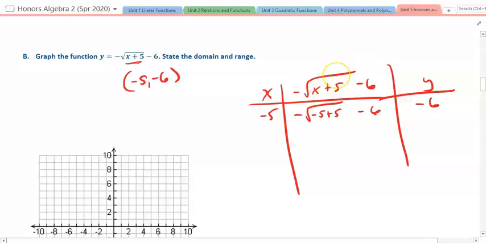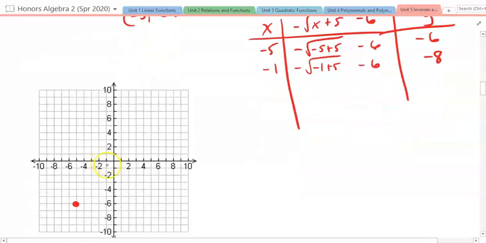Now, what's the next nice square root number that I could get from this? Well, I could get 4 under here, right? And so what would give me a 4 under the radical? Well, if I subtract 1, so x is negative 1. And so negative 1 plus 5 would give me 4. And the square root of that is 2. And then negative, so I'm at negative 2 minus 6 is negative 8. So I've got the ordered pair negative 1, negative 8.